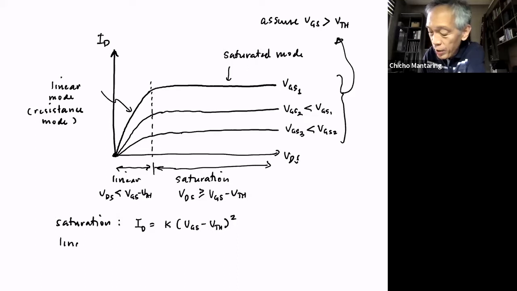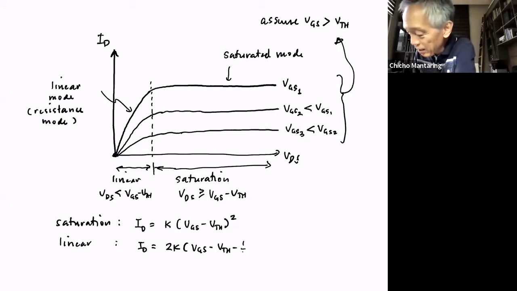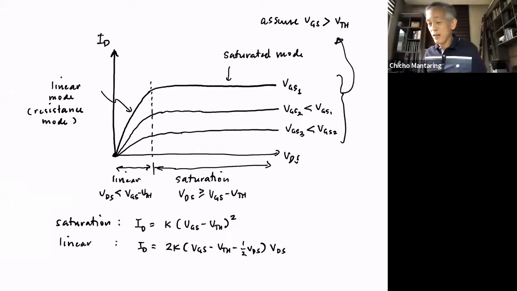On the other hand, when you're in linear mode, I sub D is going to be equal to, now in linear mode, the current is going to be a function of VDS. So this is going to be 2K, times (VGS minus VTH minus 1/2 VDS), multiplied by VDS. So those are your two equations that govern your MOS transistor.